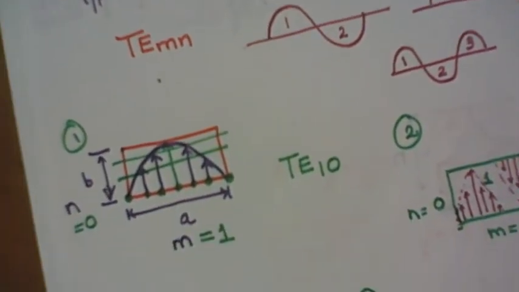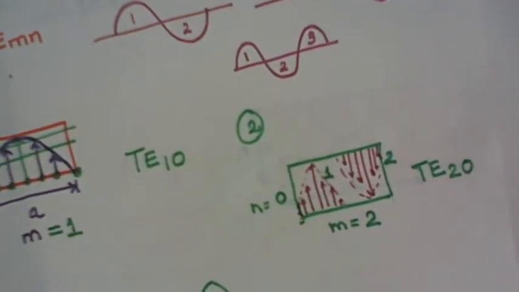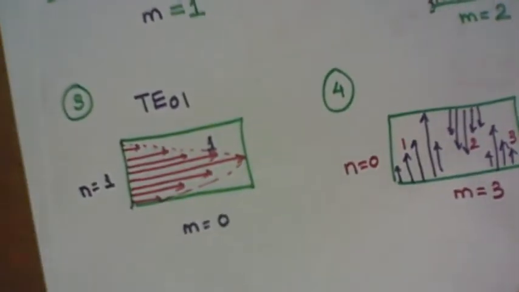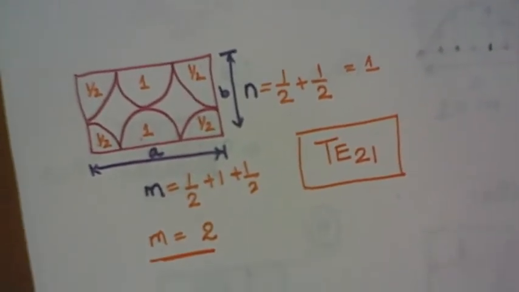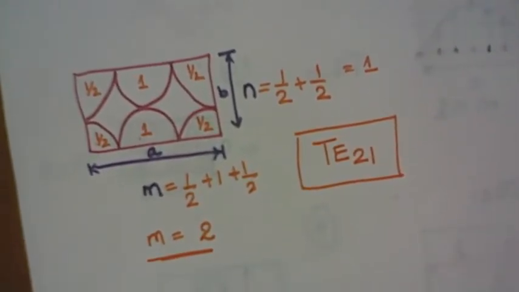We have studied about TE10, TE20, TE01, TE30, and again we studied about TE11 mode and TE21 mode. Fine. Now let us study about transverse magnetic mode or TM mode. Now what is this TM mode? Let us study about this.